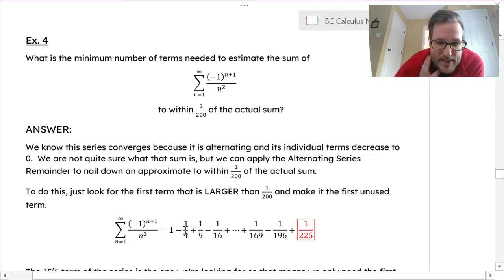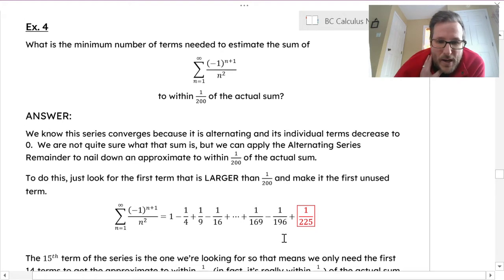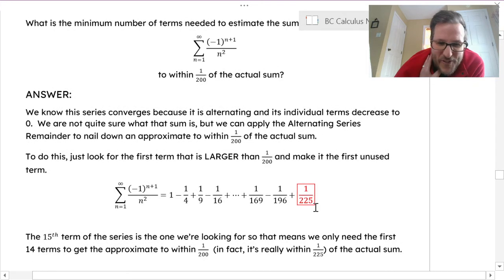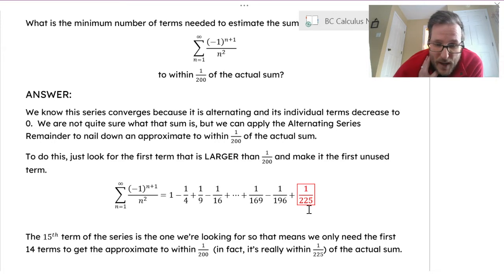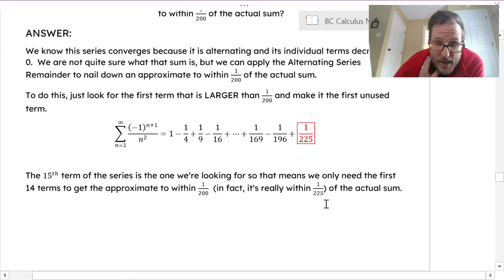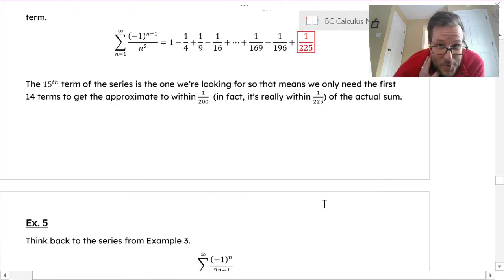Well, how many terms did it take? From 1 all the way to 14. It took 14 terms, because the 15th term was the first one that was smaller than 1 over 200. So that's a nice little application of the alternating series error, or alternating series remainder. All right, let's take another look. Now this one's going to be really rad.